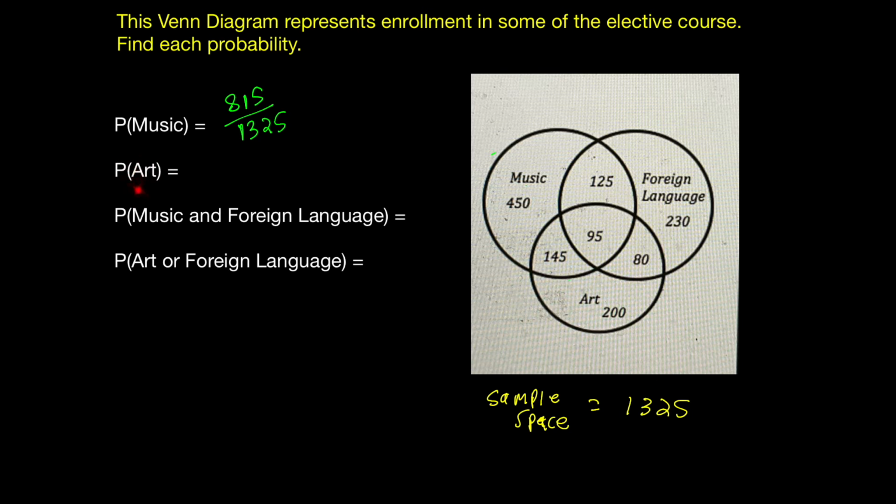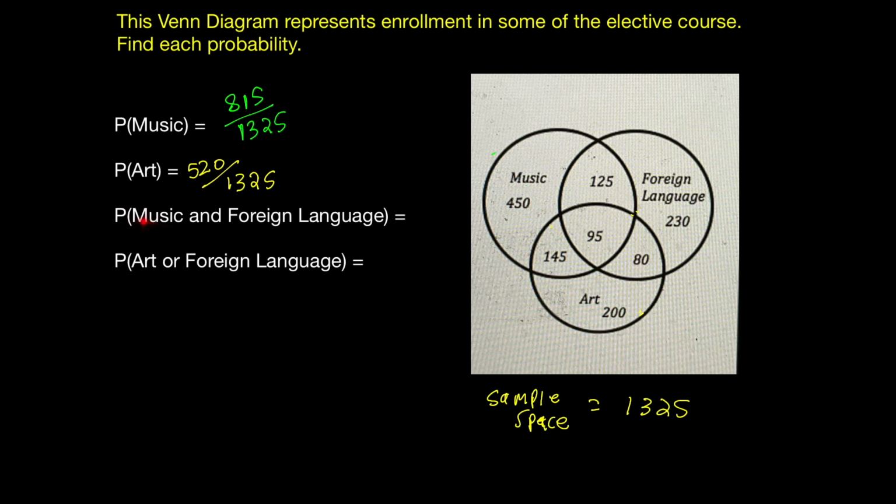Next, I want to get the probability of randomly selecting a student that's taking an art class. So now I'm going to go ahead and emphasize the circle that contains art. And again, I'm going to add all of the quantities inside of this circle. So I'm going to add the 200, the 80, the 95, and the 145. And adding all those quantities together, I'm getting 520. We're going to divide that by the sample space, which is 1,325. So the probability of getting someone in art is 520 over 1,325.